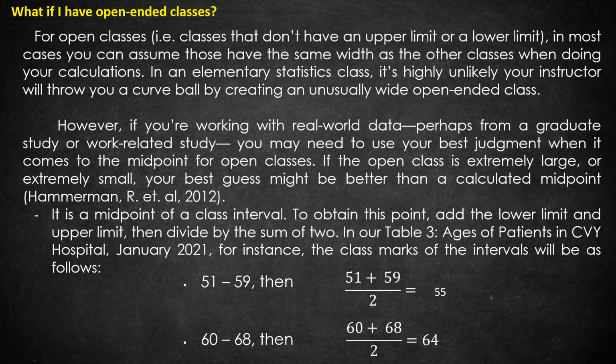What if I have open-ended classes? Again, as what we have here, it is the midpoint of a class interval. To obtain this point, add the lower limit and upper limit, then divide the sum by 2. In our table number 3 a while ago, ages of patients in CBY hospital, for instance, the class mark of the interval will be as follows. So 51 to 59, that is 51 plus 59 divided by 2. So therefore the answer is how? Then 60 to 69, of course. So 60 plus 68 over 2 is equal to 64, while 51 to 59 is 51 plus 59 divided by 2, equal to 55.